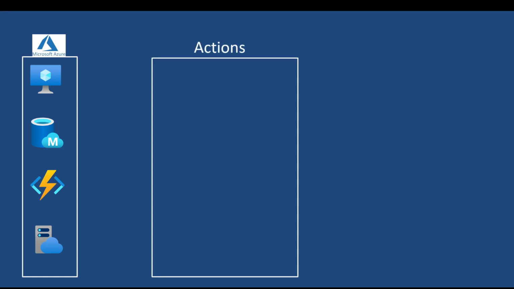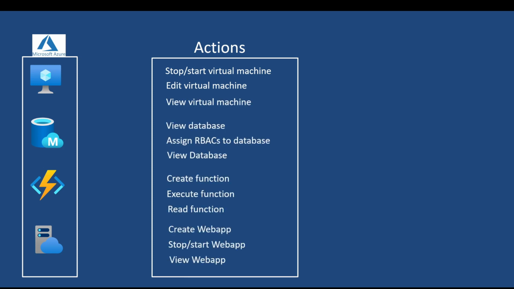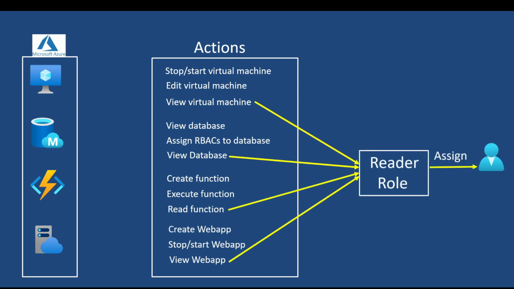So there are resources in Azure such as virtual machines, databases, Azure Functions, Azure Web Apps, and so on. And you need to perform certain tasks on each of these resources, such as start/stop virtual machine, edit virtual machine, view virtual machine, and so on. Assigning each of these permissions manually to a user is a tedious and inefficient task. Instead, you can group these actions into multiple groups called roles and assign that role to a user. You can also assign multiple roles to a user.